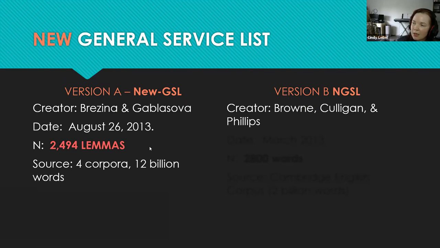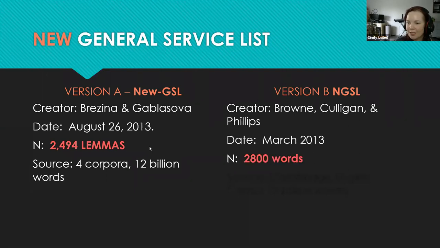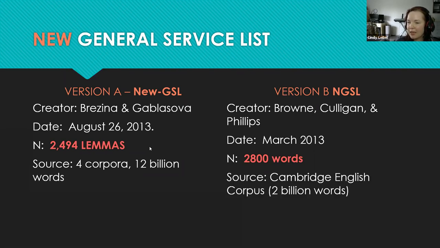Version B is created by Brown, Colligan, and Phillips, actually created just a few months before the other one, which doesn't help with the confusion. This one has words, not lemmas. And they use the Cambridge English corpus for this one.